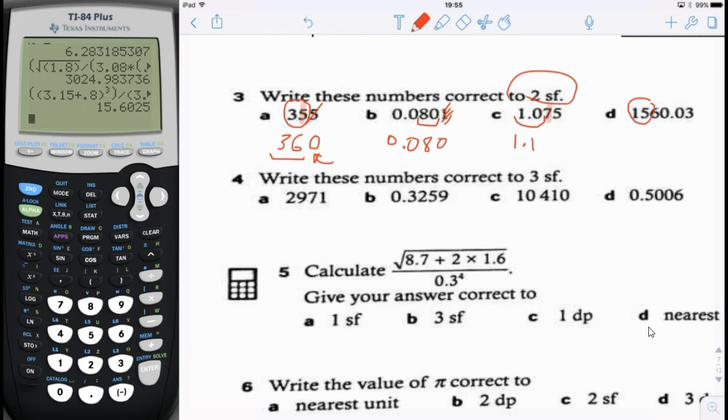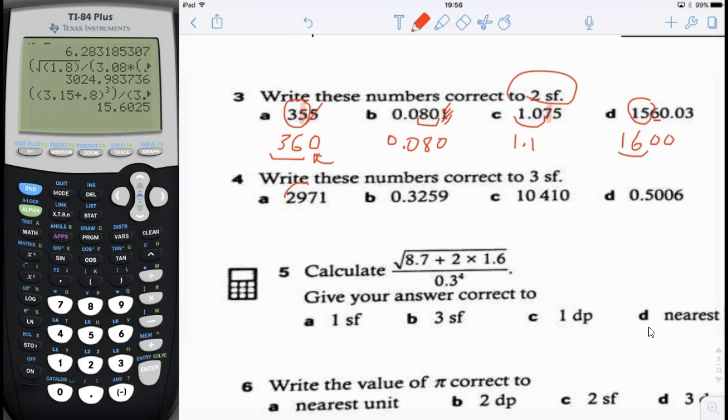We want to keep 1 and 5. Now, is the 6 going to make the 5 round up to a 6? Yes, it is. And then the rest of them we just replace with zeros, okay? These are significant figures. The zeros are not. The zeros are just there to make sure that the 16 or the 1600 stays 1600 and doesn't become 16.